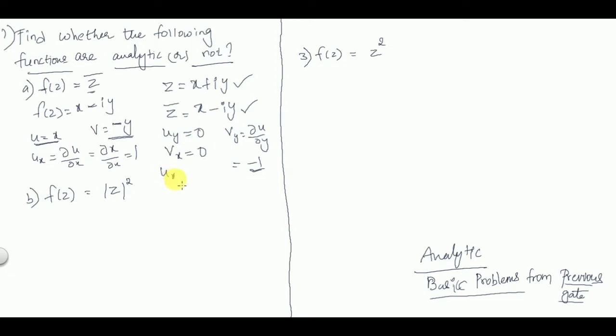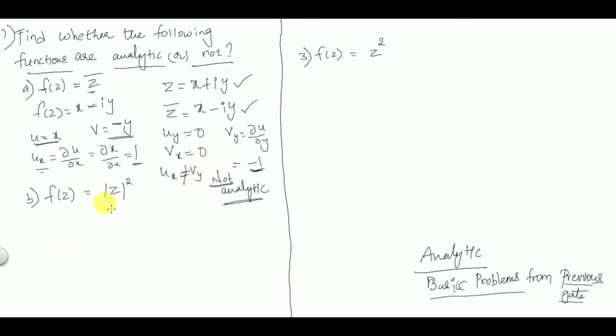Okay, so ux is equal to vy. This is the Cauchy Riemann condition. So what is ux? The ux value is 1 and the vy value is minus 1. So ux is not equal to vy. When ux is not equal to vy, then it is not analytic. Okay, so if the Cauchy Riemann equations are satisfied, then it is called an analytic function. If the Cauchy Riemann equations are not satisfied, then it is not an analytic function. Okay, so this is how we can solve.